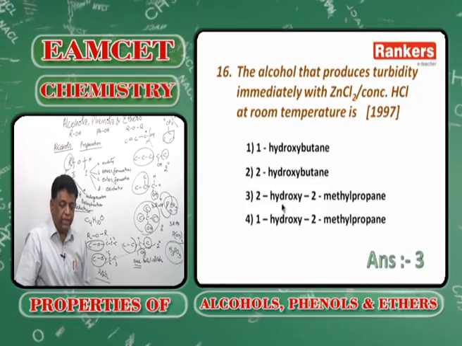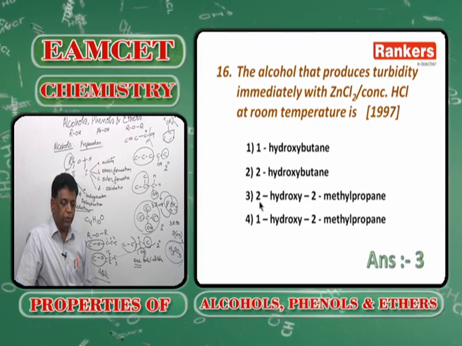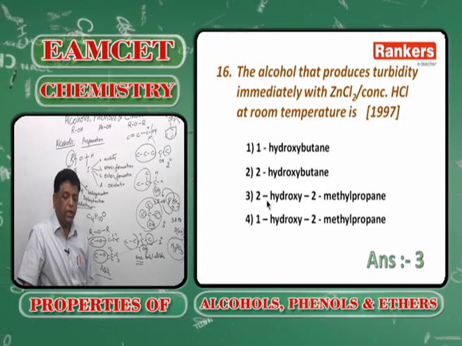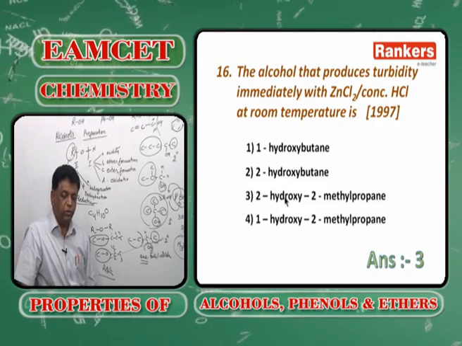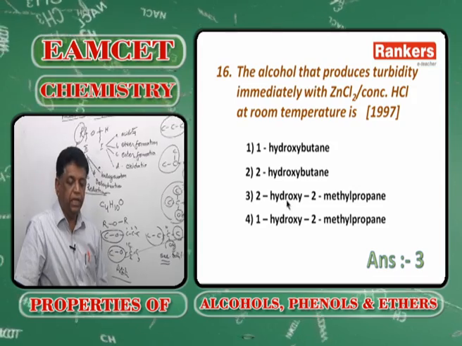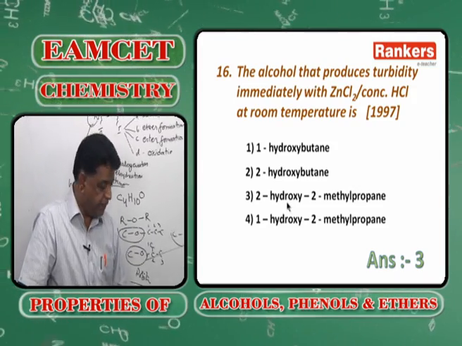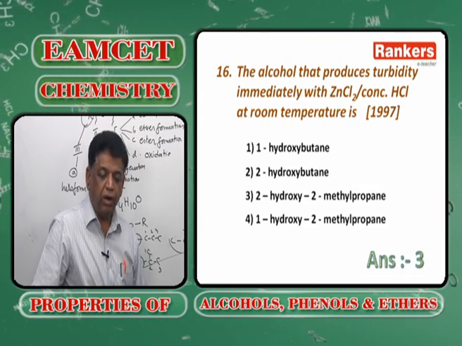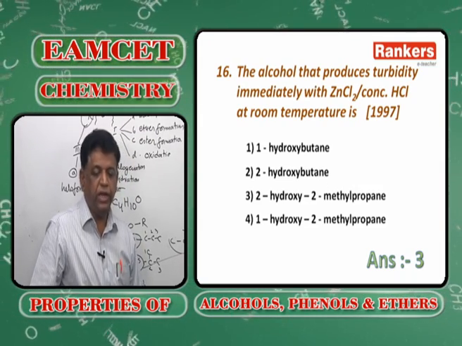This is a question of 97. It is a repeated question, and this concept comes several times. Lucas reagent is used whenever you have tertiary alcohols, which give turbidity immediately. The turbidity is because the halogen compounds formed are not soluble in the aqueous medium, therefore turbidity comes.